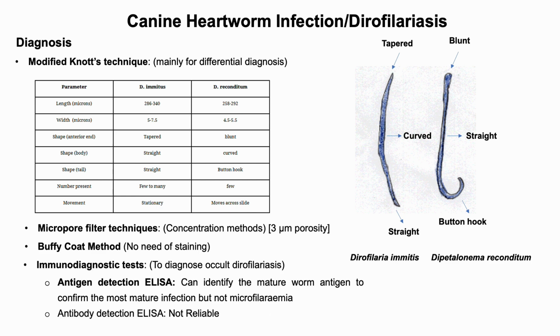Antigen detection ELISA can identify the mature worm antigen but not the microfilaria. It is noted that the microfilaria may not be detected in 5 to 20% of Dirofilaria infected dogs. Therefore, clinical history, clinical signs, and thoracic radiograph along with electrocardiography are recommended.